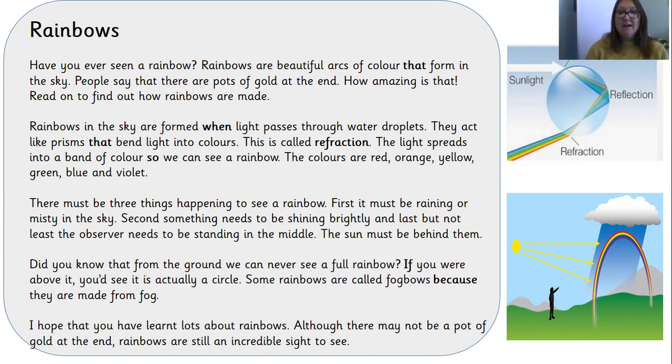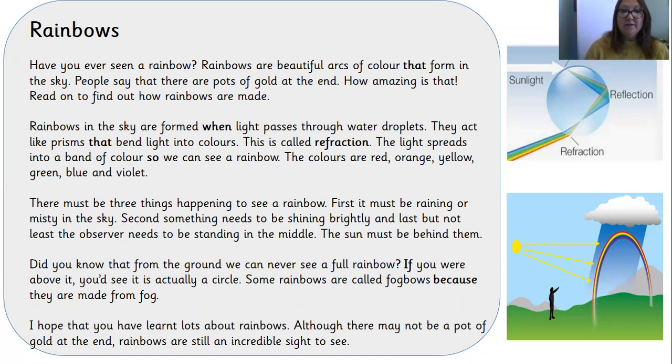There must be 3 things happening to see a rainbow. First, it must be raining or misty in the sky. Second, something needs to be shining brightly. And last but not least, the observer needs to be standing in the middle. The sun must be behind them. Can you see how I've shown that in a diagram on the right-hand side?